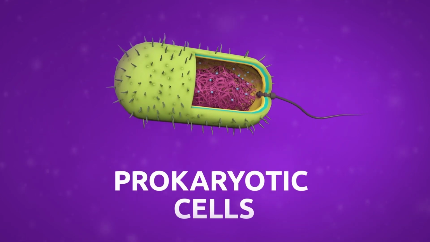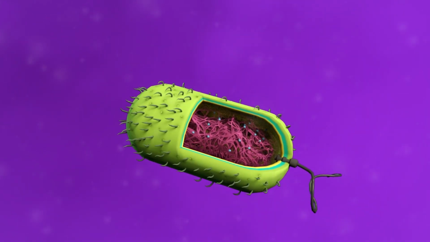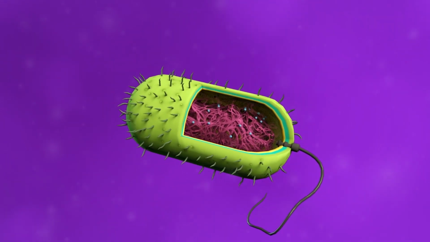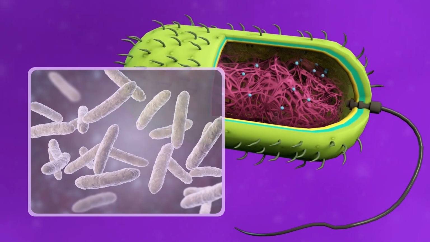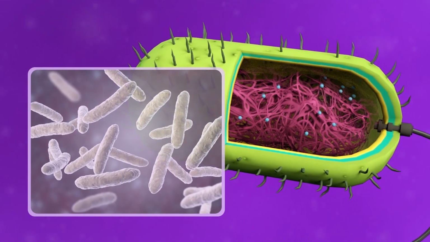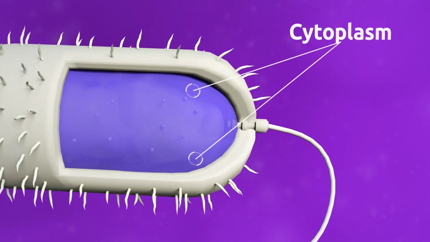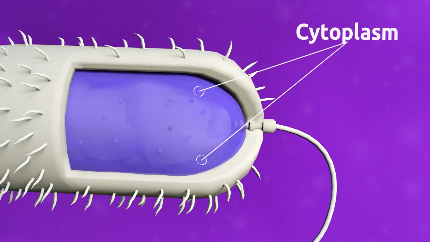Prokaryotic cells. The main characteristic of prokaryotic cells is that DNA, the genetic material, is floating in the cytoplasm instead of being stored in the nucleus. Bacteria are prokaryotic cells. The cytoplasm is a thick solution found inside the membrane. Organelles are located in the cytoplasm.